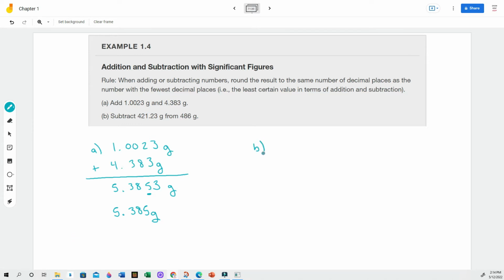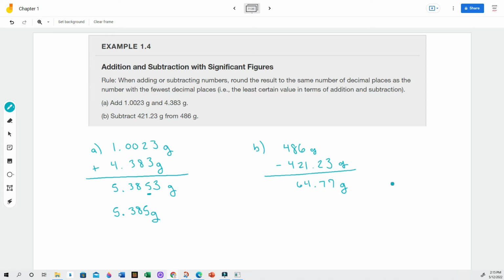Part B, we are going to subtract 421.23 from 486. Again, I'm going to line these up just because it helps me. And I am subtracting here. So again, I'm just going to write down what my calculator shows, and it gives me 64.77. I'm sorry, both of these are grams. I don't mean to drop my units there.